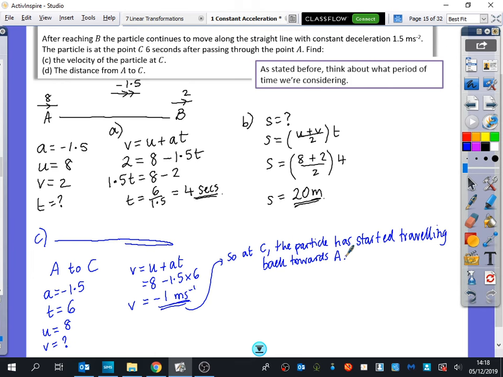Now, I'm guessing there's probably some questions about this. What kind of things do you want to know a bit more about? Are there any things you're like, hang on, why this thing here? Would you have done it from B to C? Yeah, you could have done it from B to C. I'll do that really quickly, okay?